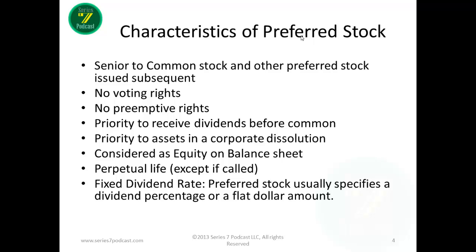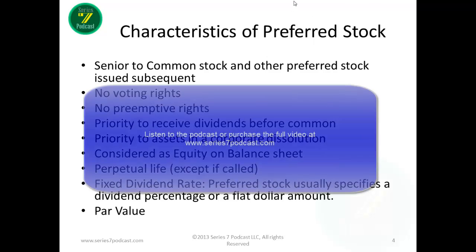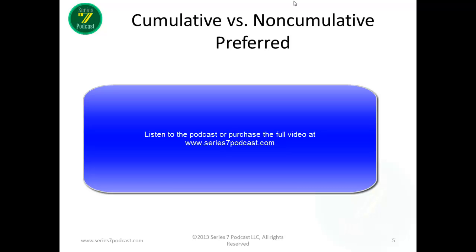And preferred stock, with a couple exceptions, and we'll talk about those later on, has a fixed dividend rate. And preferred stock usually specifies a dividend percentage or a flat dollar amount that will be paid on that stock, and it has a par value that's important. When you're looking at a preferred stock, you will often read cumulative or non-cumulative in the description. This is a big difference, and you need to understand this.